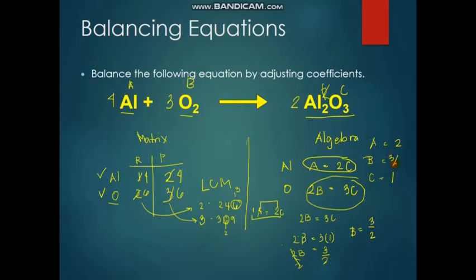Next, so what are we going to do if there's a fraction? Multiply it by the denominator. So you have 2 times 2 is equal to A is equal to 4, B is equal to 3 over 2 times 2 become 3, and C is equal to 2 times 1 will become 2. So you have that 4, 3, 2 is balanced.